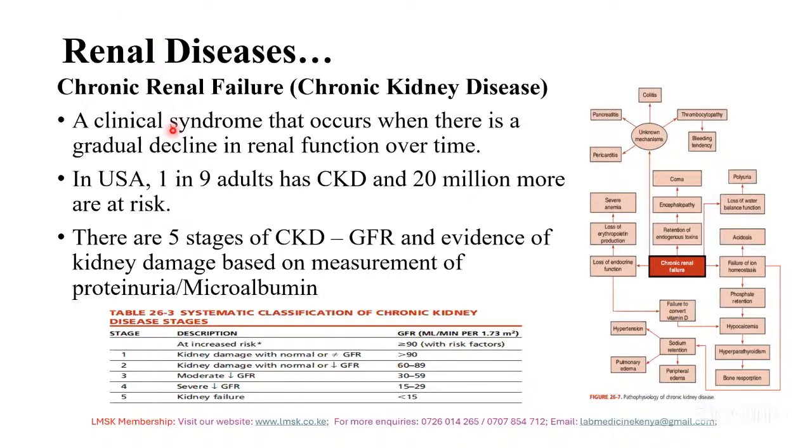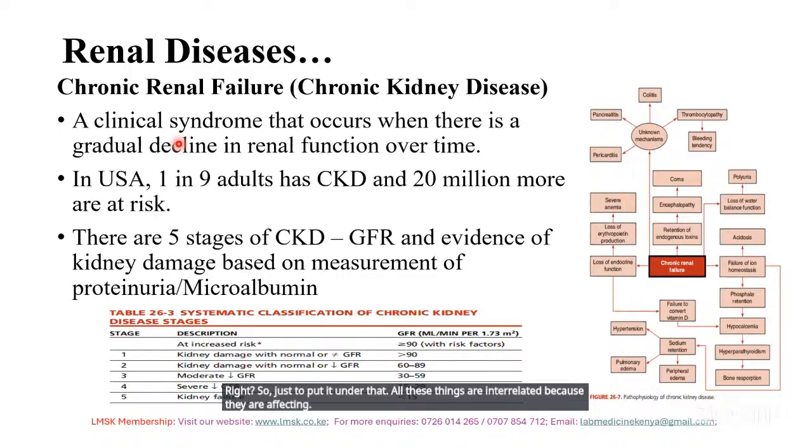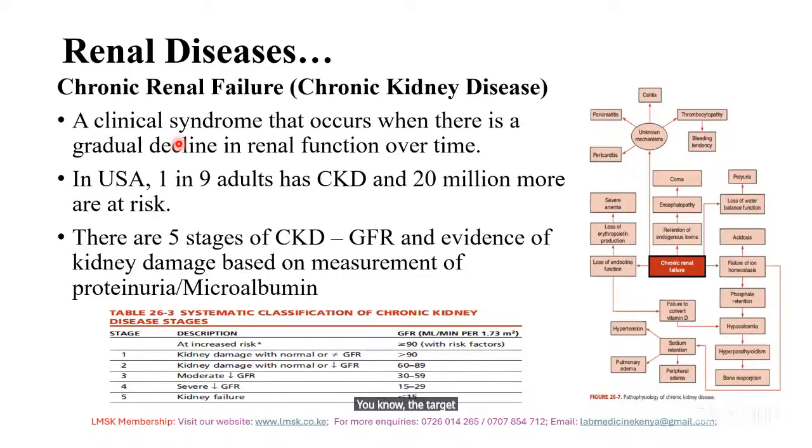Just to put it as a blanket, vitamin D is also controlled by the kidneys, and it directly affects the integrity of the bones. And the integrity of bones depends on the calcium levels, right? So just to put it under that, all these things are interrelated because they are affecting the target organ, or the target site, which is the bone. And vitamin D, the higher the vitamin D level, the healthier the bones.